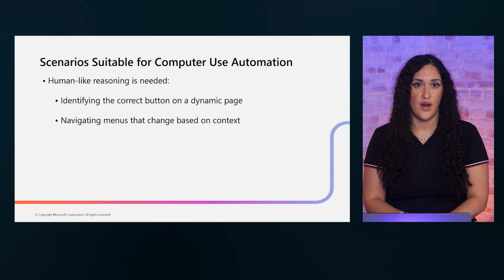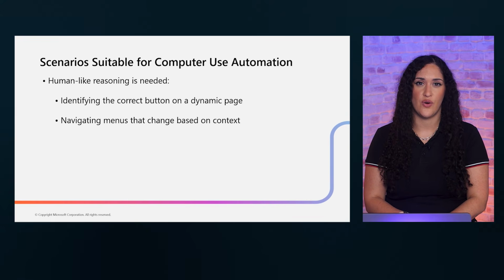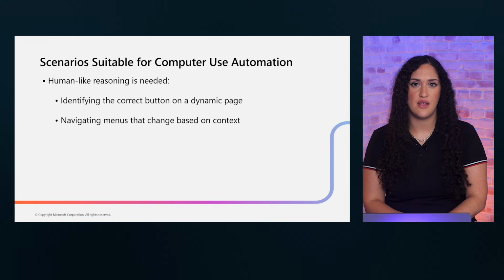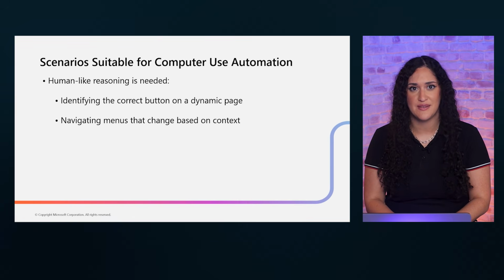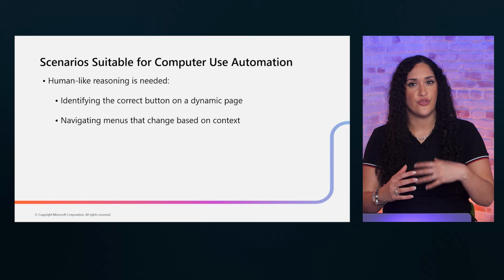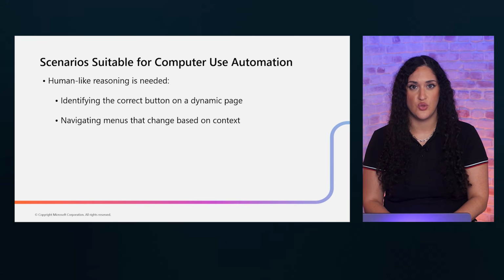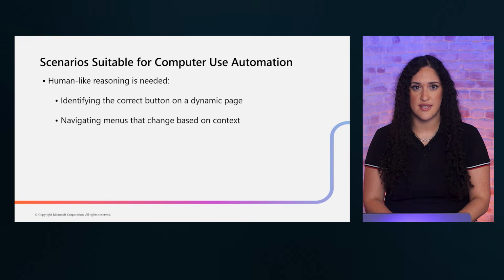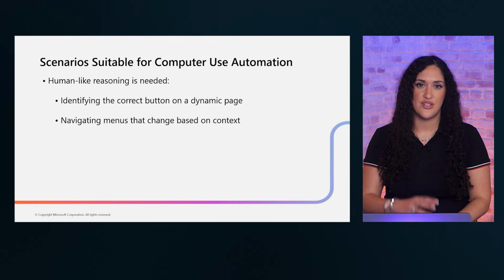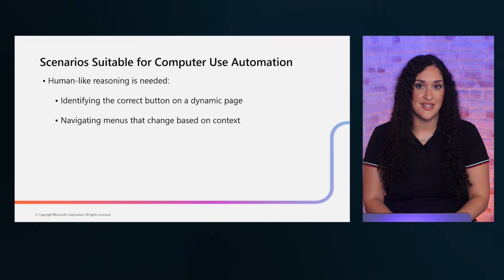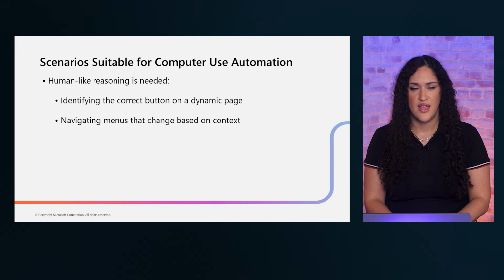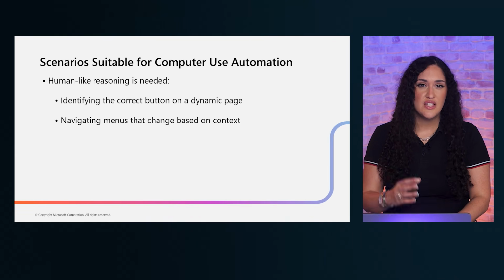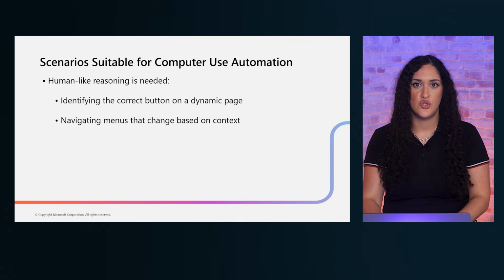The fourth scenario requires human-like reasoning, identifying the correct button on a dynamic page or navigating menus that change based on context. This is where computer use really differentiates itself from traditional automation tools like simple screen scrapers. The agent applies reasoning to understand what it sees and decides what to do next. The best practice is to provide descriptive instructions that help the agent understand intent, not just actions. Instead of saying, click the third button, say, click the blue submit button. This makes your agent more resilient to UI changes.